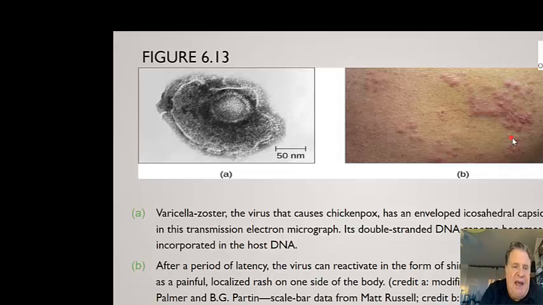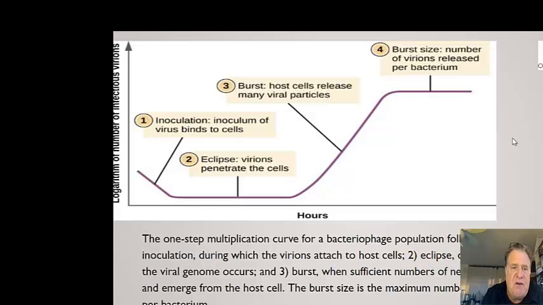So everyone who's had chickenpox as a child will actually have it manifest later on in life. There are vaccines for this. And so what we see is, unlike the growth curve for bacteria where we have that easy sigmoidal curve, what you have is basically a one-step multiplication step. And so your virus inoculates. So this is looking for the number of infectious viruses.